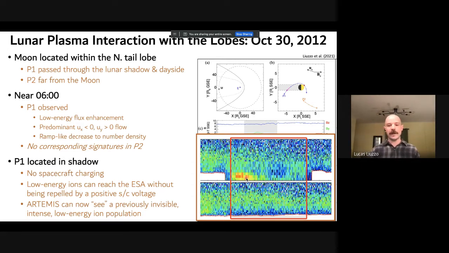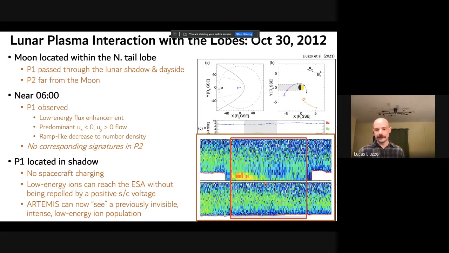But as soon as Artemis goes into shadow, that effect stops, and we're able to maintain the spacecraft voltage close to zero. So unlike in the sun, what happens now is that ions, especially low energy ions, are not repelled, not reflected from the spacecraft because there's no voltage potential associated with that spacecraft. And this allows Artemis to effectively see these really low energy ions that normally might be repelled from the spacecraft. But since we're in the shadow, Artemis can actually detect this low energy plasma population.